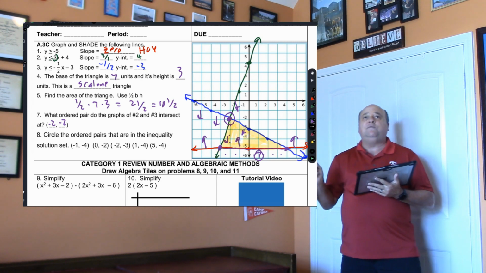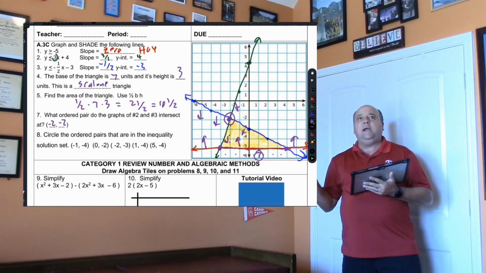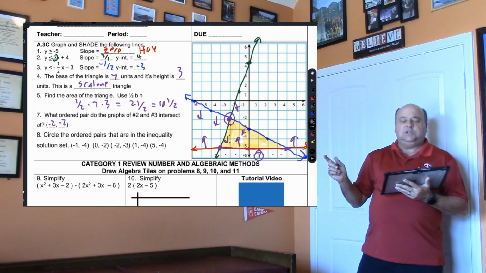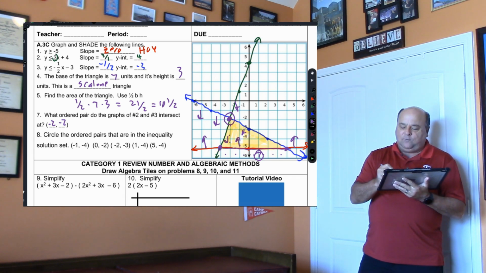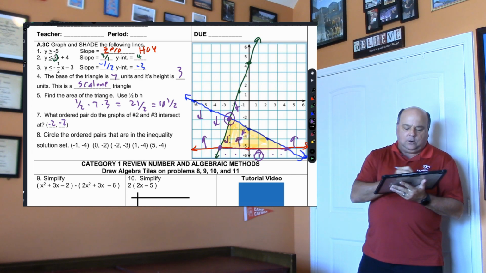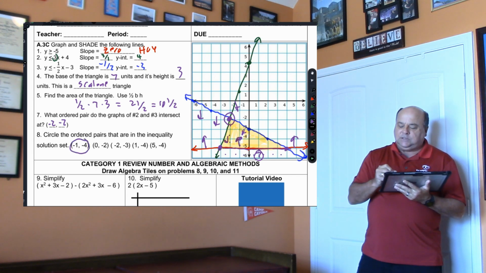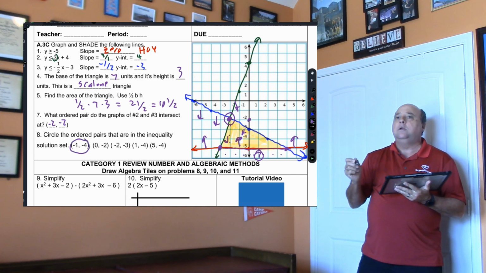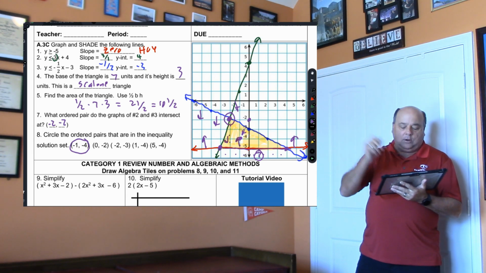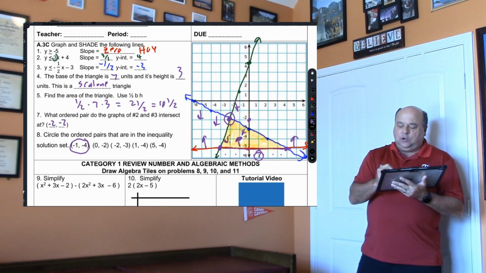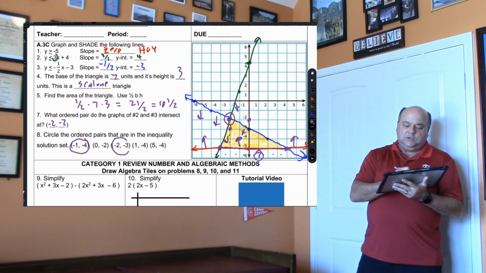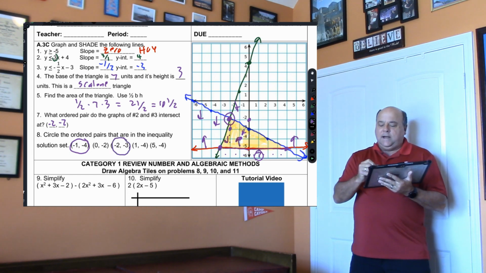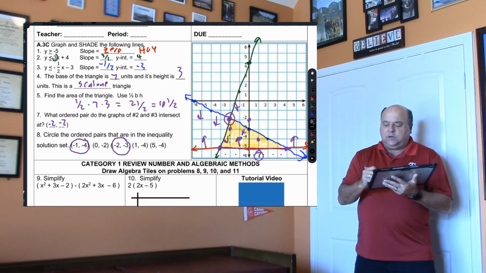Now we're going to graph the ordered pairs. If an ordered pair is in the solution set, it's part of the answer. So -1, -4 is right here. That one works. 0, -2 is right here. That is not inside the triangle, so it won't work. -2, -3 is right here. It's in the triangle, so we're going to circle it.